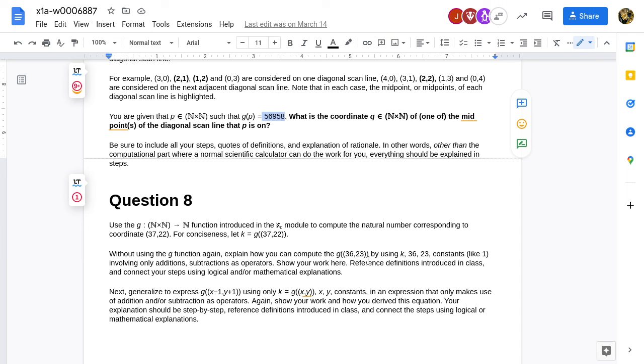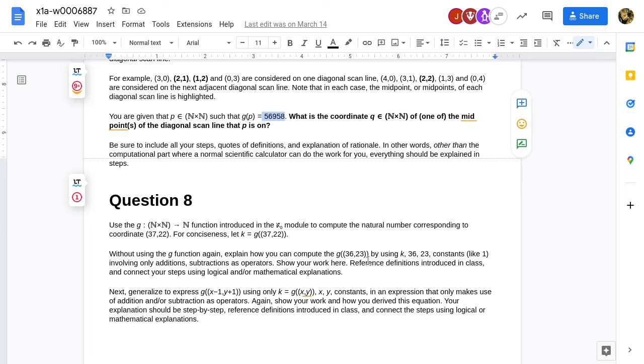Right? But how do these two relate? By using K, how is K defined? This is how K is defined. 36 as a constant, 23 is a constant. Other constants, like 1, that seems to be a big clue to me, involving only additions, subtractions as operators.